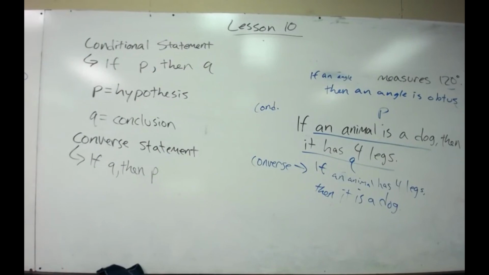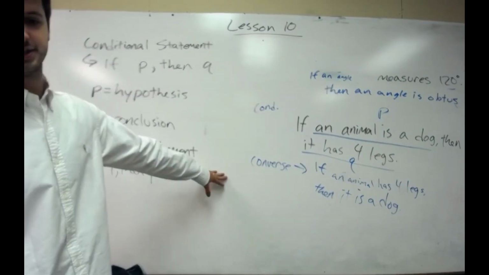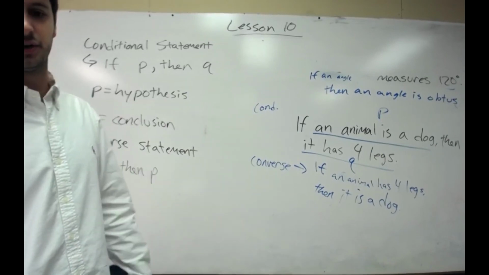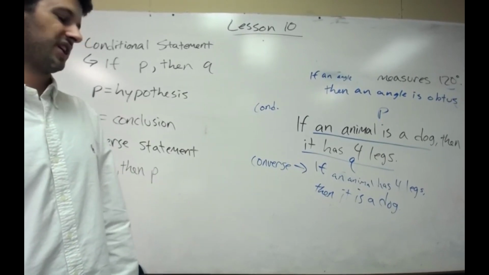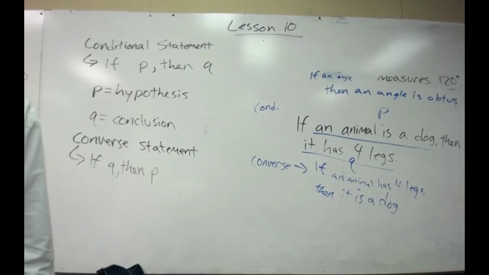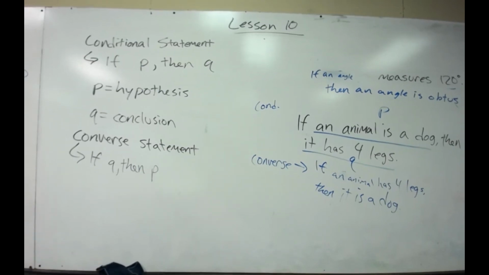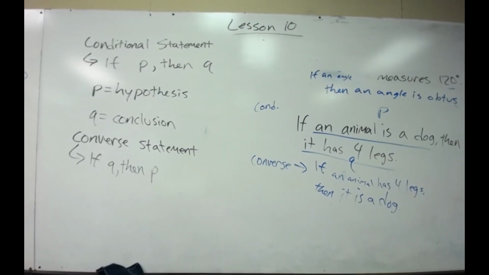Now, is that true? If an animal has 4 legs, then it's a dog. Well, no, that's not necessarily true, because I know a lot of other animals, such as a cat, that has 4 legs, but it is not a dog. But that is the definition of a converse statement versus a conditional statement, using simple logic. We'll look at more statements in the future, but these are the initial starter ones. And that is all that there is to lesson 10.